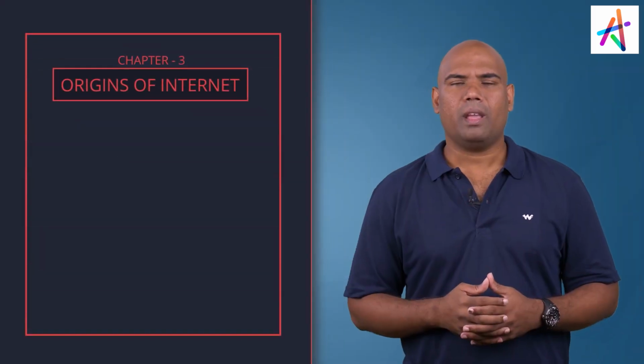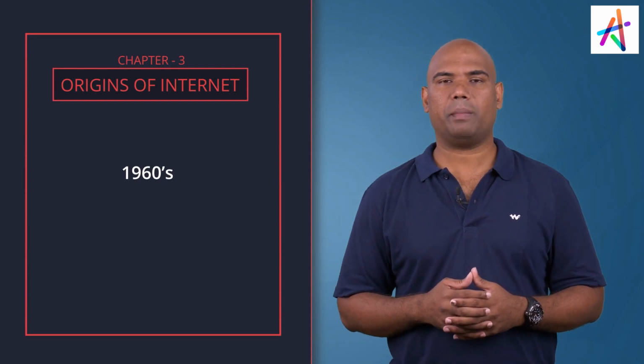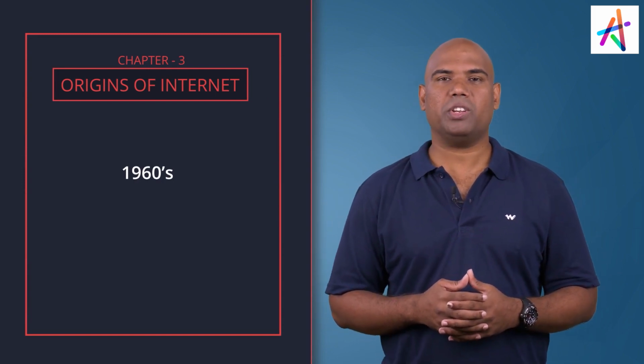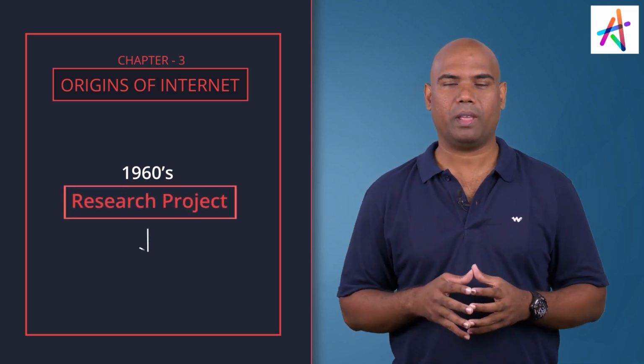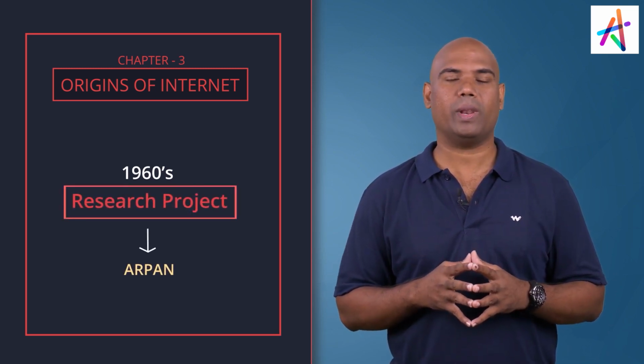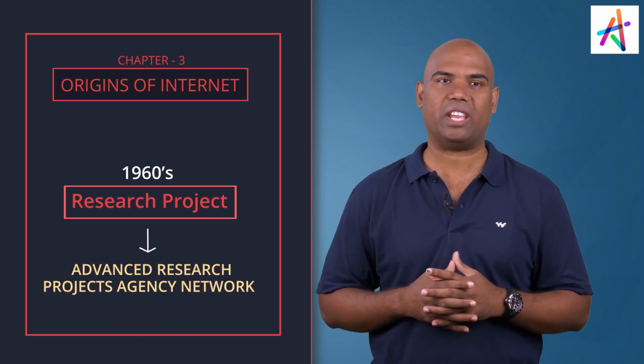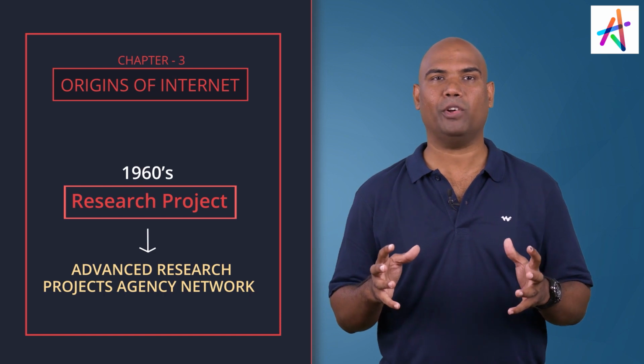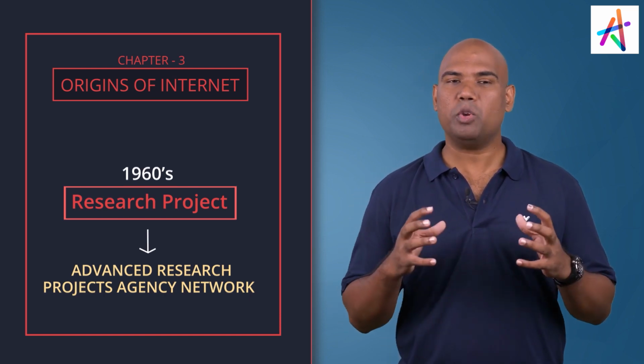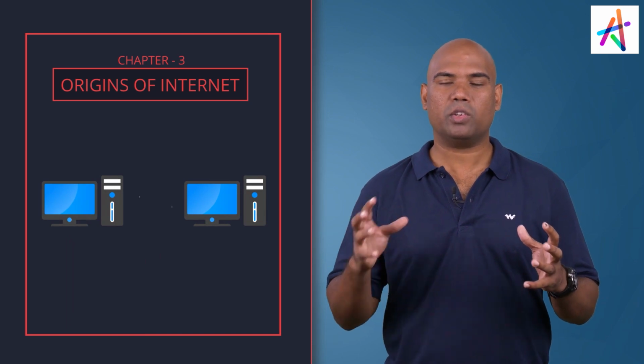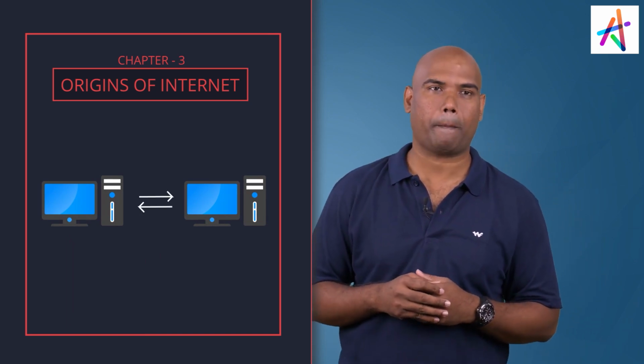Now we are going to talk about the origins of the internet. It was in the 1960s that the American federal government commissioned a brand new research project through ARPA, also known as Advanced Research Projects Agency Network, to build a very powerful system. It was a communication system between computers to transmit or exchange information. It was not until the 1980s that this came to fruition. The internet came into the picture more prominently during the 1980s.